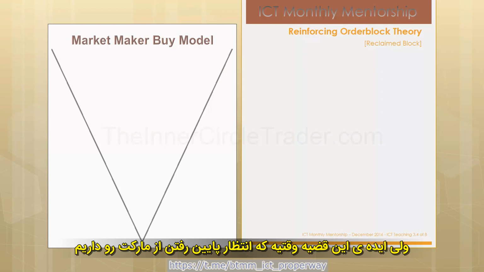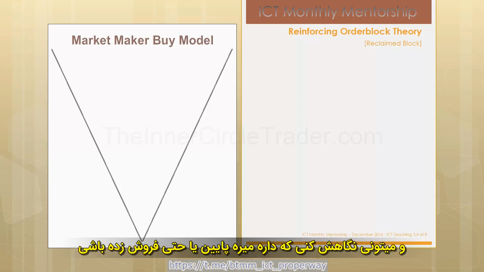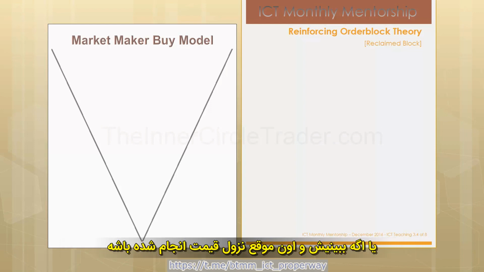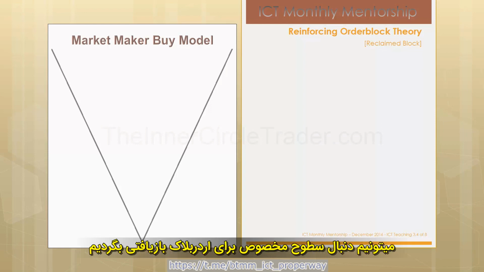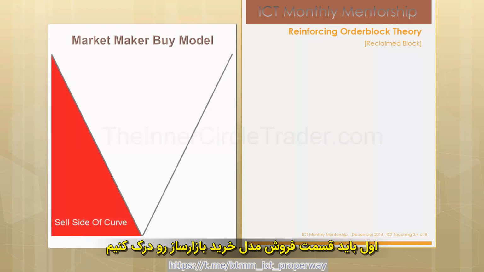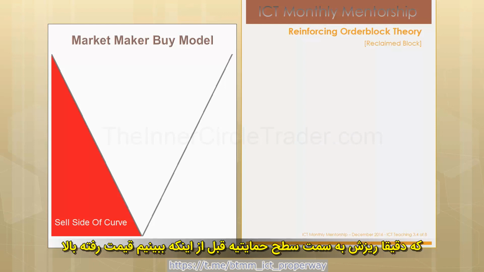But the idea is we're going to be anticipating that market move lower, and you can anticipate it and watch it go lower and be short, or if the move has already transpired, if you have seen the decline down into a support level, we can start looking at specific levels to watch for reclaimed order blocks. First, we have to understand the sell side of the curve on a market maker buy model. That's the drop down into that support level before we see the move higher.